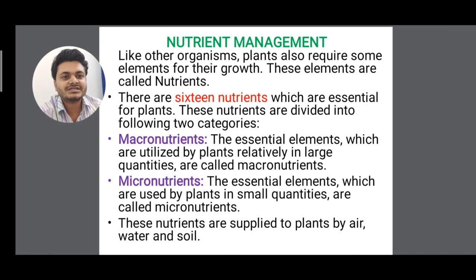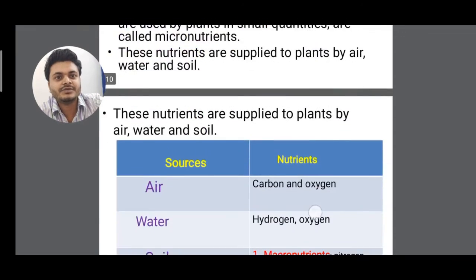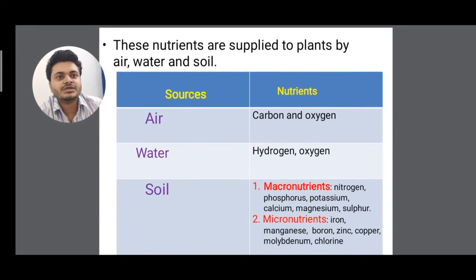These nutrients are supplied to the plant by air, water and soil. So these macro and micronutrients will be supplied to the plant through air, water or soil. We'll see this one by one, and we'll see the examples also. From air, plants get carbon dioxide and oxygen, or we can say carbon and oxygen. Clear? We will not take the oxide form.